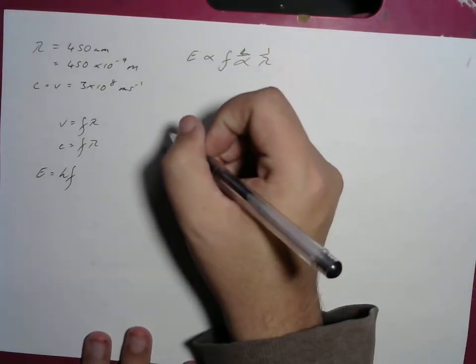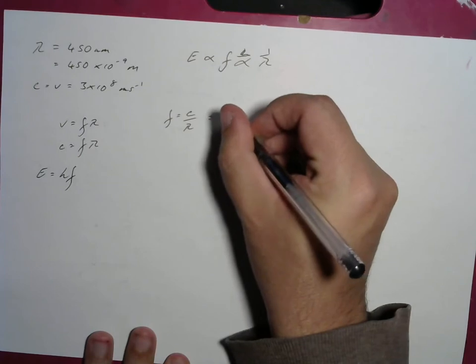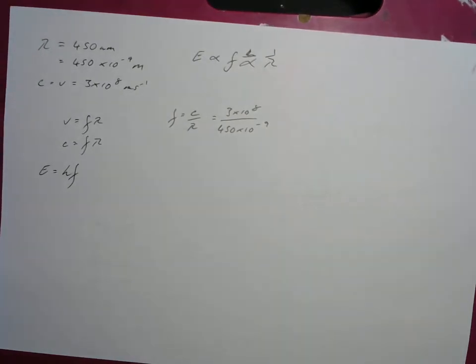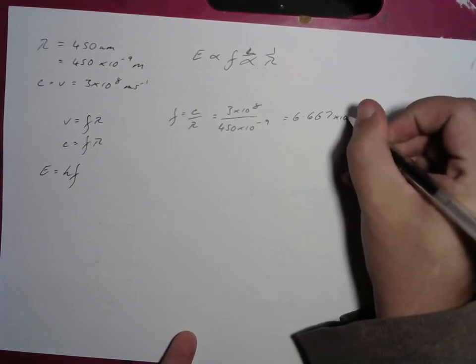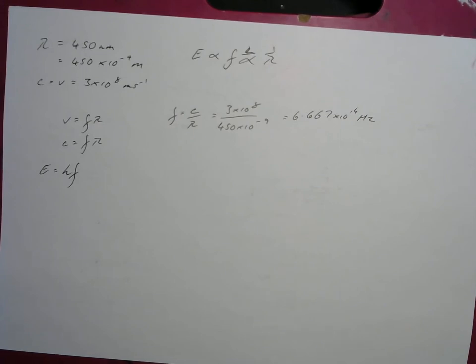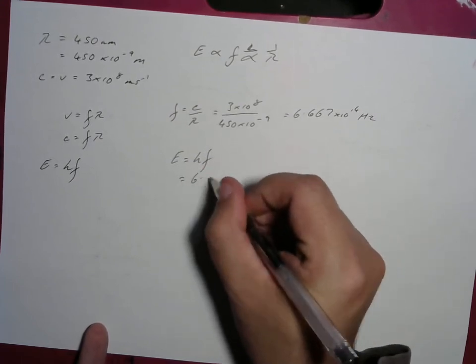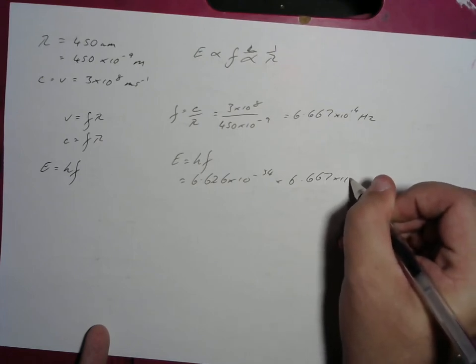Okay, let's do some substitutions. I'm going to rearrange: f equals c over lambda, equals 3 times 10 to the 8 divided by 450 times 10 to the negative 9. On my calculator, that gives 6.667 times 10 to the 14 hertz. How are we doing? Good. So now we can take that and substitute into our energy equation: 6.626 times 10 to the negative 34 times 6.667 times 10 to the 14.